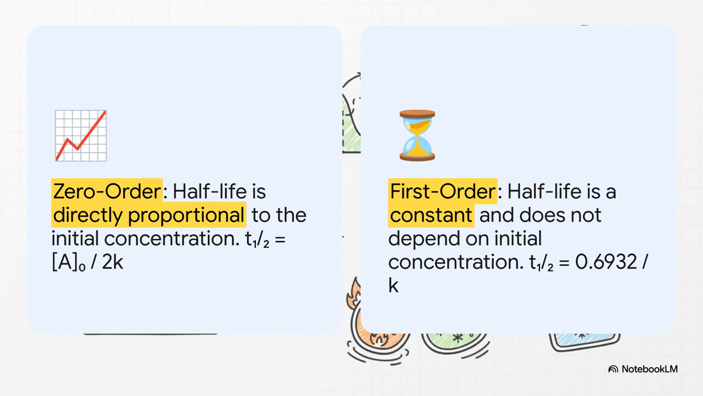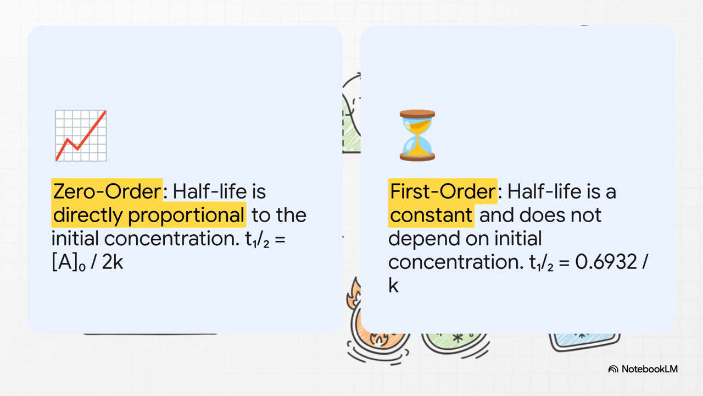Okay, showdown time. For a zero-order reaction, the half-life actually depends on how much you start with, so more stuff means a longer half-life. But for a first-order reaction, the half-life is always constant. And this is a huge deal in the real world.